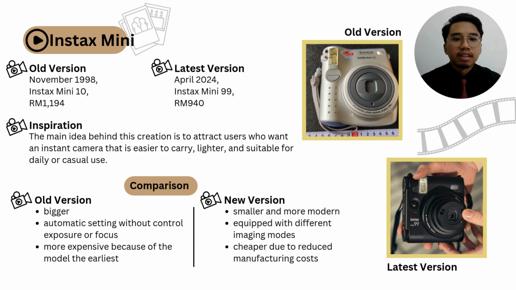You can see the picture comparison between the old version and the latest version. So let's go to the old version. Fujifilm built the old version in November 1998, and the name is Instax Mini 10, and the price is 1,194. For the later version, Fujifilm built it in April 2024, and the name is Instax Mini 99, and the price is 940.